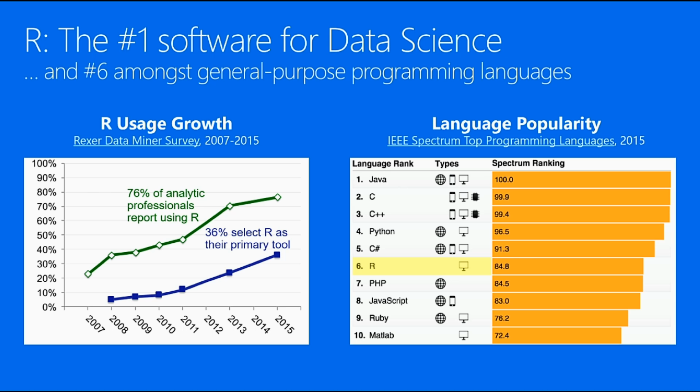So why did we integrate R in Power BI? So first, just some statistics. We have the Rexer Data Scientist Survey, which shows that over 3/4 of the data scientists are using R in some way. And about 1/3 of them are using it as the primary tool. Now, that's not a big surprise, considering that R is built for data science and statistics. But when we compare R also to generic programming languages, we see that R comes 6th in terms of the IEEE survey for the most popular language used.